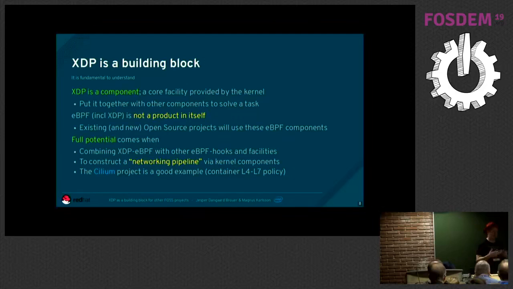And what I really see is that XDP is a hot, sexy topic, because we can do millions of packets per second, but the real potential comes when we're actually combining it with the other BPF hooks that exist in the kernel. I call it that we can construct these network pipelines by using these different BPF hooks. And that's actually what the project called Cilium is doing. It's primarily for containers, and they're combining all these different components.